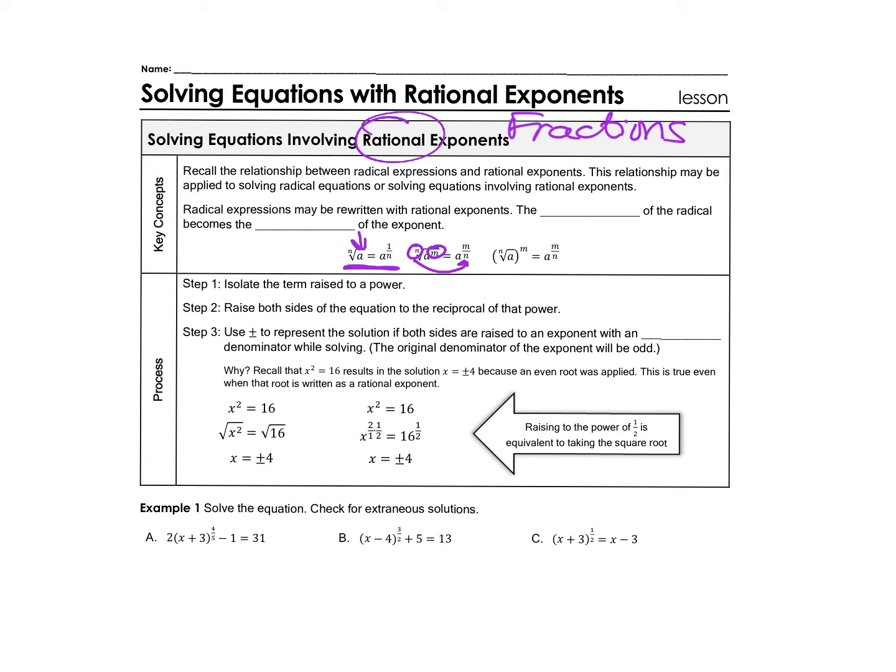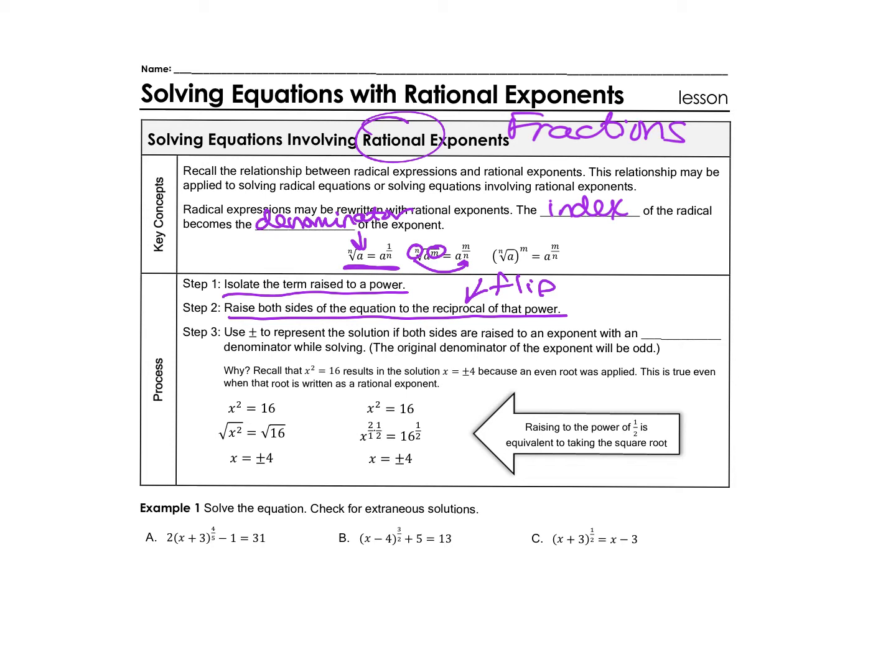So it says the index of the radical becomes the denominator of the exponent. So your process for this is to isolate your term that is raised to the power. After you do that, to get rid of that exponent, you're going to raise both sides to the reciprocal power. So you're going to flip that fraction, and then you're going to raise it to both sides.